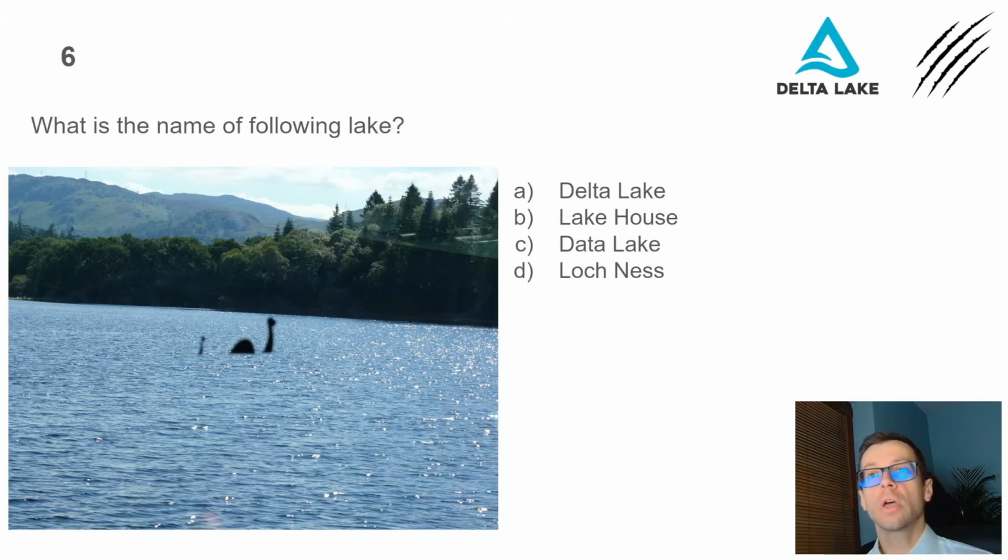Question number 6. What is the name of the following lake? Delta Lake, Lake House, Data Lake, or Loch Ness? I will give you a bit more time, and the correct answer is yes, D, Loch Ness. Yeah, that was a tricky one because as we can see, the shape of the monster can be somehow similar to the shape of the Delta Lake. So I know that it was a tricky question, but no, the lake is called Loch Ness.